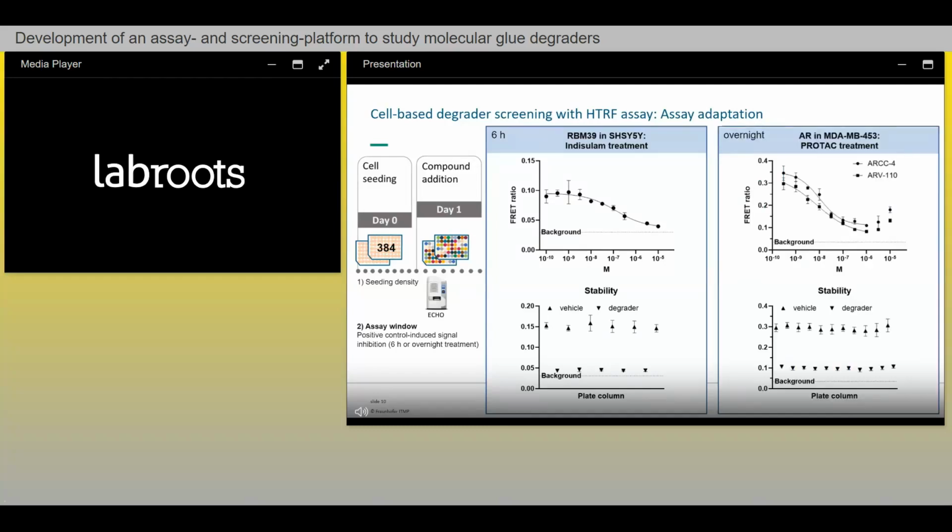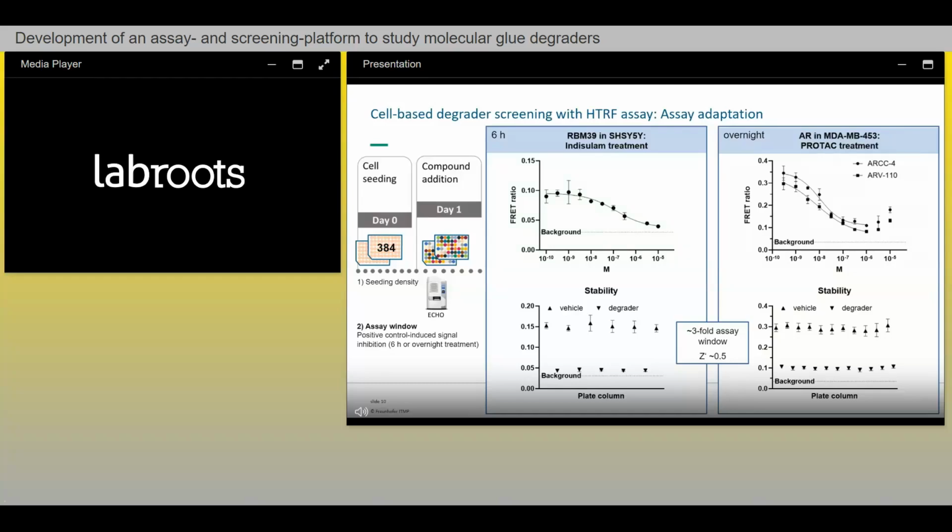We did the same in the example that I just talked about for the androgen receptor in the MDA MB453 cell line, where we have two different PROTACs at hand that are known to degrade the androgen receptor that we can use as positive controls. Only there we really do need overnight treatment, because it's not a system where we see the rapid degradation that we see with indisulam in SHSY5Y cells. But both of those, in the end, with the same workflow, except for the difference in treatment duration, yielded about a threefold assay window in this screening setup, and quite nice Z prime values.